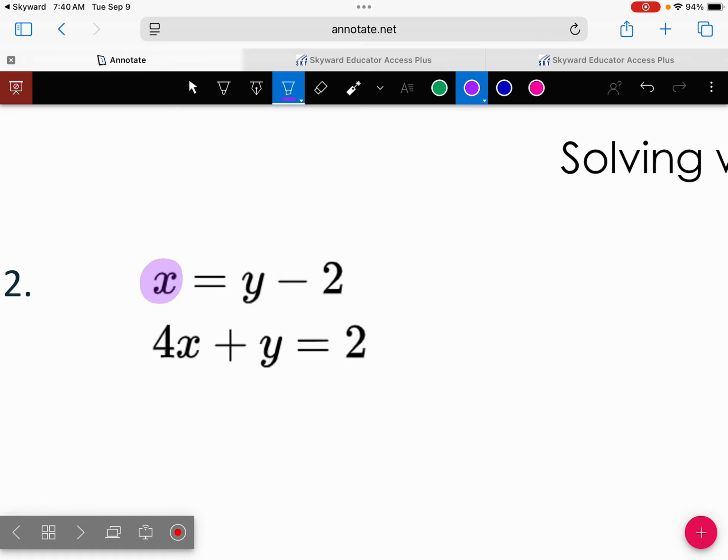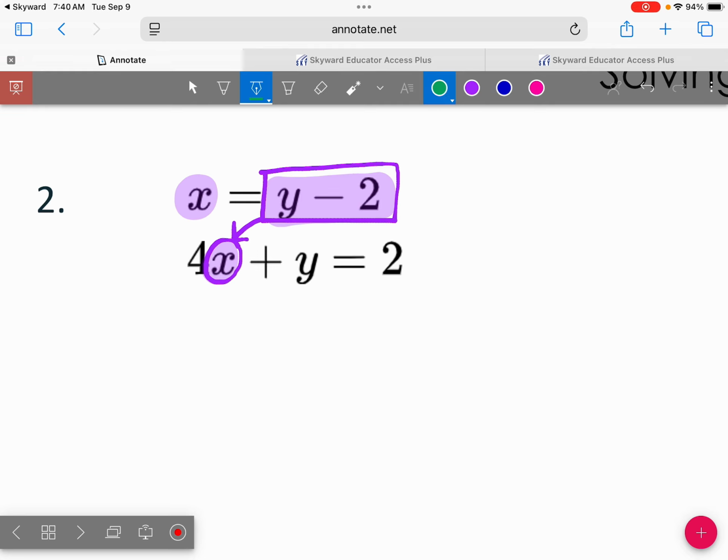I can still take the fact that I know x equals this and substitute it in place of the x. They mean the same thing, so I can swap it out. We're going to take whatever our variable equals and substitute it into the other equation. It doesn't matter if we have an x equals or a y equals. We can do it with either one. We just have to be careful and intentional.